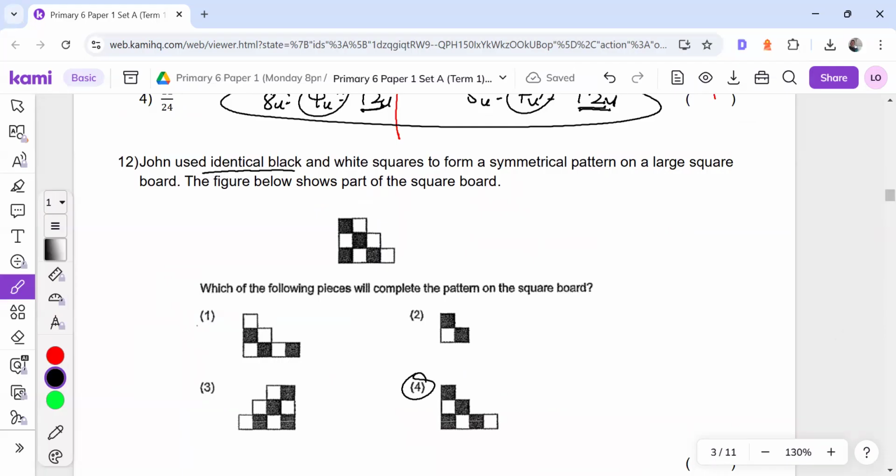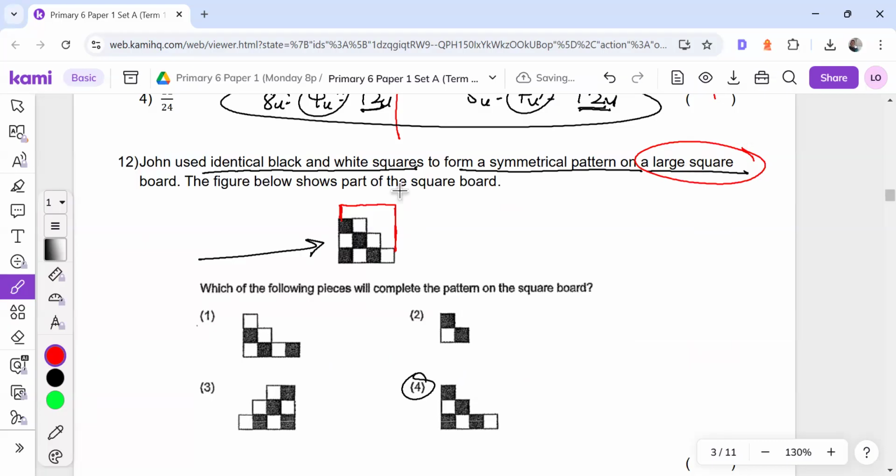John used identical black and white squares to form a symmetrical pattern on a large square. Then you tell me, where's a large square? There's no large square here. You're supposed to join the puzzle together to form a large square. So the first part is given to you. Then where's the second part that's missing? Very simple. You just have to form a square, because the question says a large square. And then you cut it into smaller squares, like that.